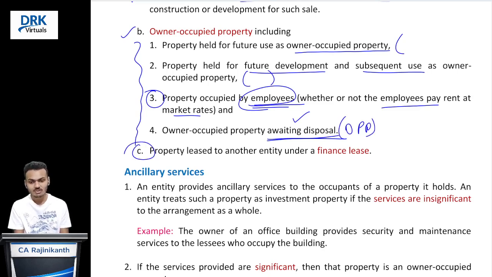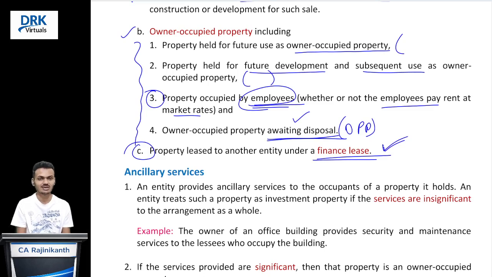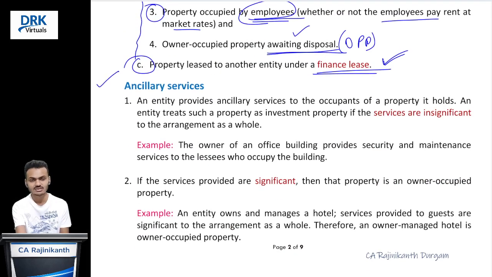And last one, property leased to another entity under finance lease. It's a big joke, correct? We de-recognize it. So we should not treat it as investment property. And next one is ancillary services.